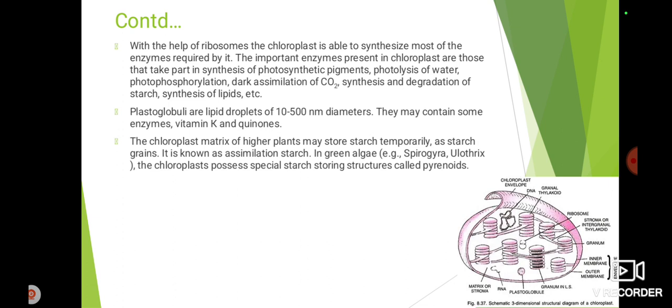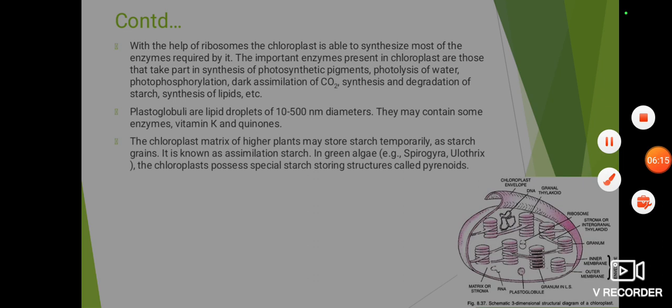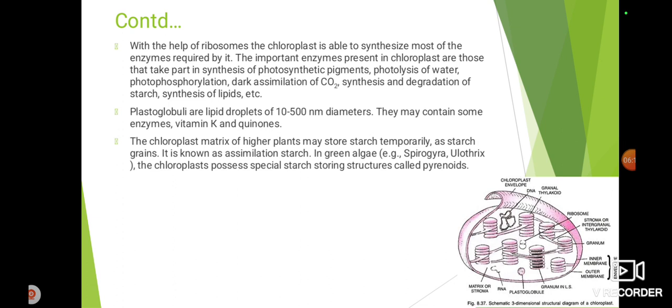The chloroplast makes food for plants. It may store starch temporarily as starch grains. It is known as assimilation starch. In green algae, the chloroplast possesses a special starch store which is called pyrenoids.